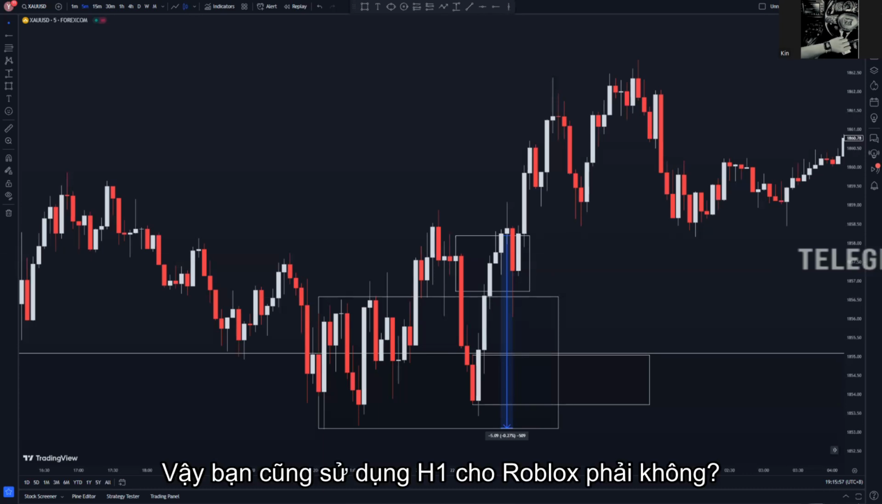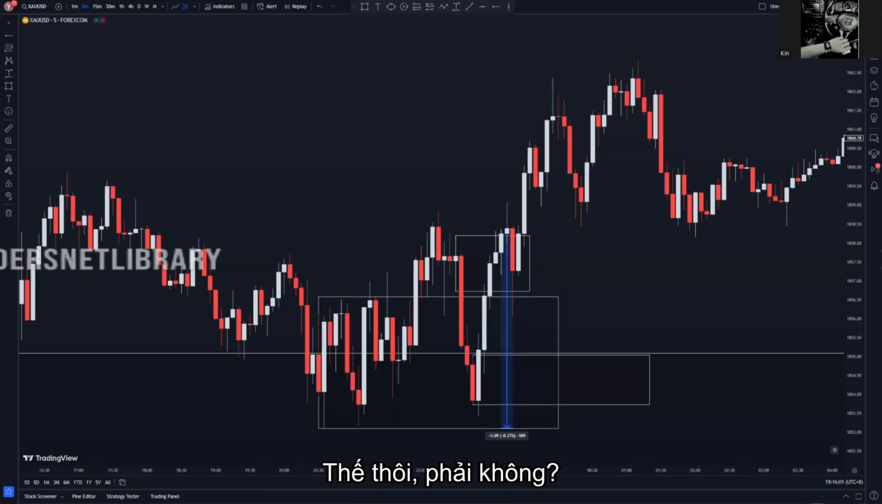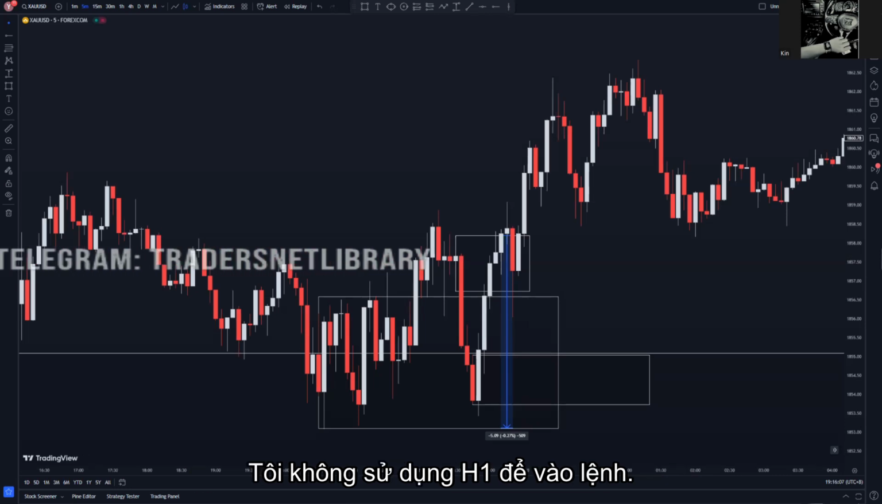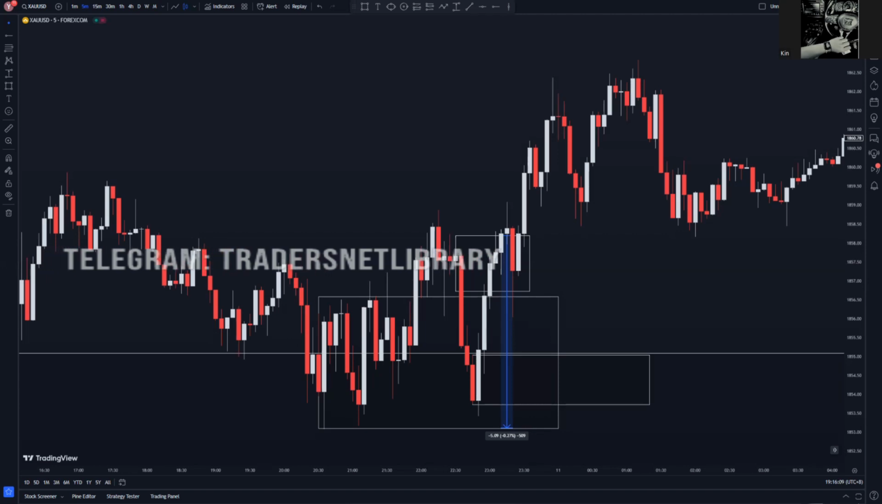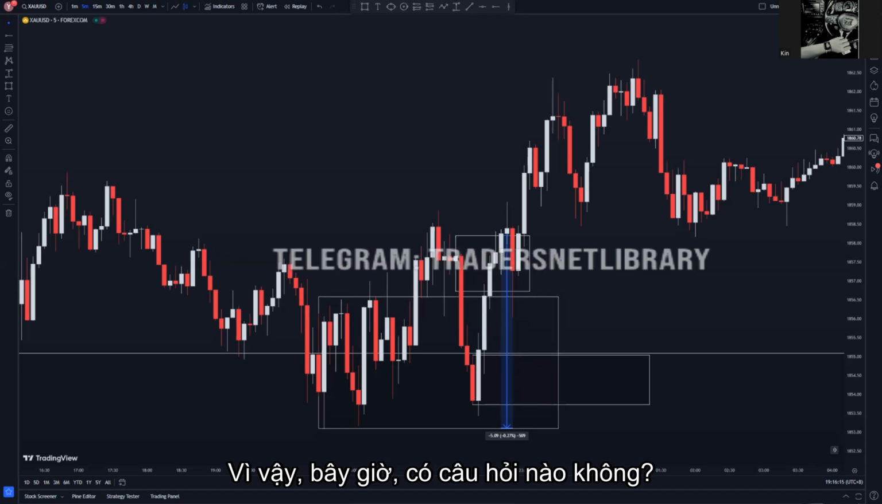So do you also use H1 for blocks? No, I use H1 for monitoring. That's it. Right? No, I don't use H1 to enter. Okay, I don't use H1 for entry. So for now, is there any question?